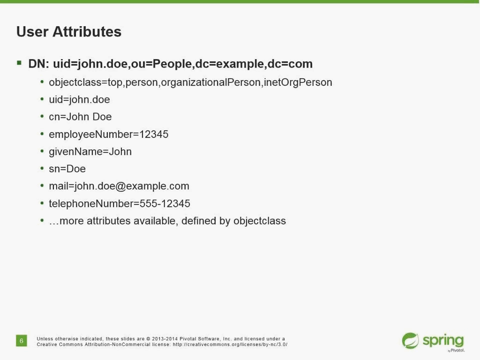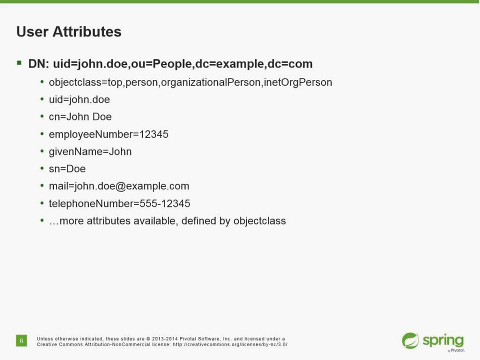Since this is a user in the system, we've defined a number of different object classes on this entry. All of these object classes have to do with persons and define their own attributes that you can then assign to this entry. So for instance, we have the UID, we have an employee number, a given name, and so on and so forth. We also have a couple of more obscure ones like CN and SN. The CN is a very common attribute. That's the common name of an entry. That is the full name of the entry.